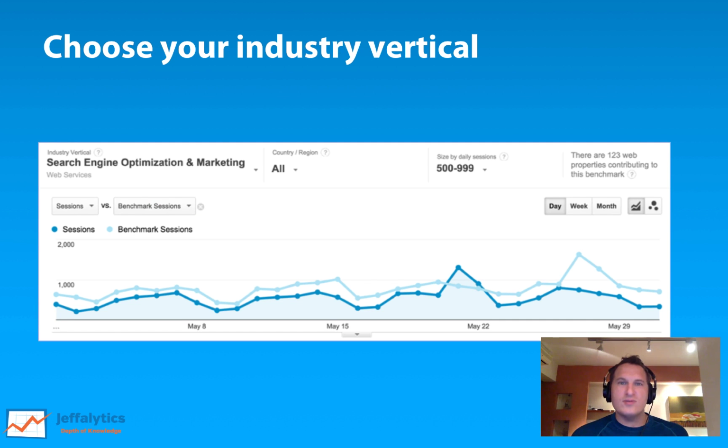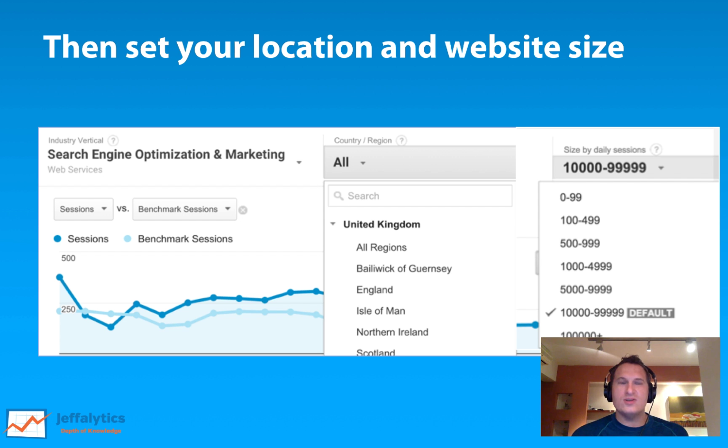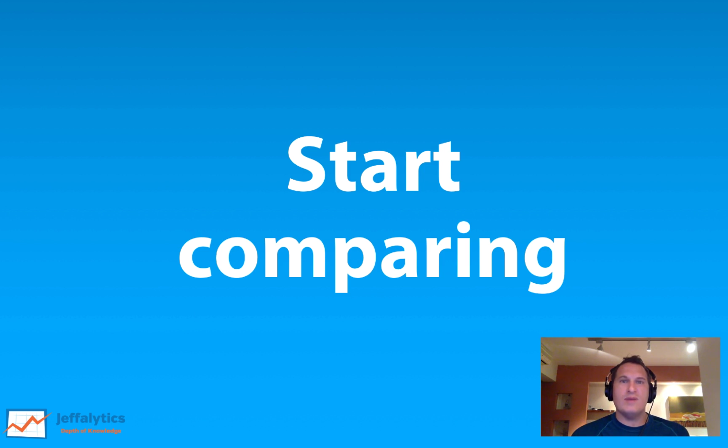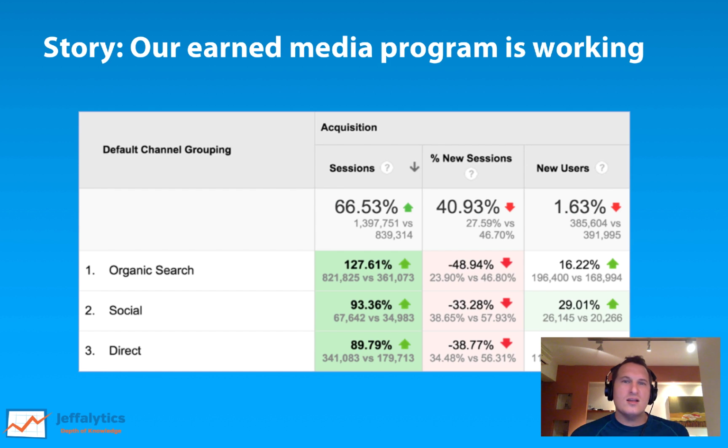You choose your industry vertical, and then you also can choose your location and the size of your website. And when you put that in place, you can start comparing. You can compare yourself to others in your peer set. And it's going to give you the answer to some questions you might have. For example, do you want to know how you're doing within your organic search program? Do you have more traffic than your competitors do from organic search? Do you have less traffic? Is it one of your strengths? Is it one of your weaknesses? And how are you comparing?